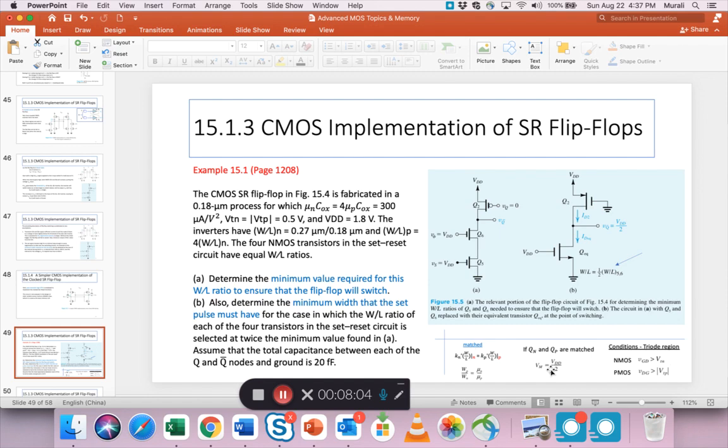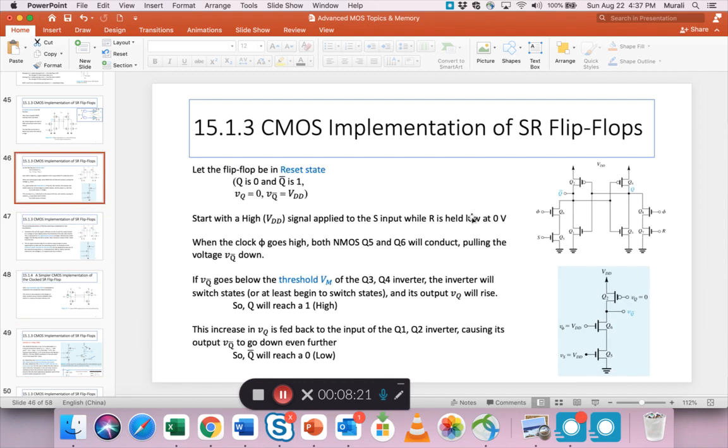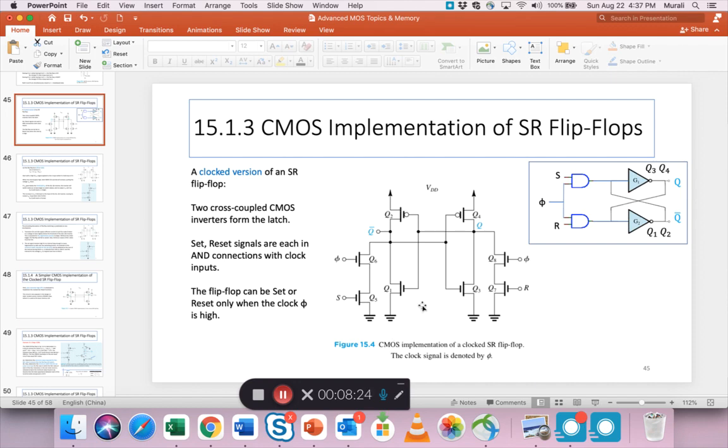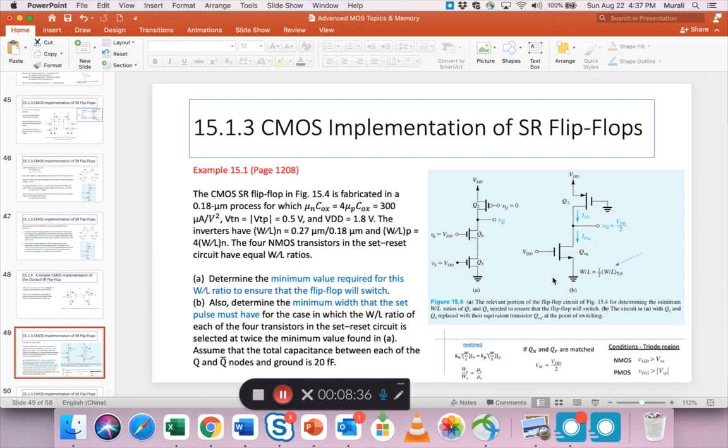the one thing that is done to set up an equation to solve for W by L is to create an equivalent circuit, right? Now this is just this part, the leftmost part. Only this part, right? So we are focusing on this part for the moment. Whatever we find here is equally applicable to the other side because they are all matched. So let's focus on just this portion, the left portion.